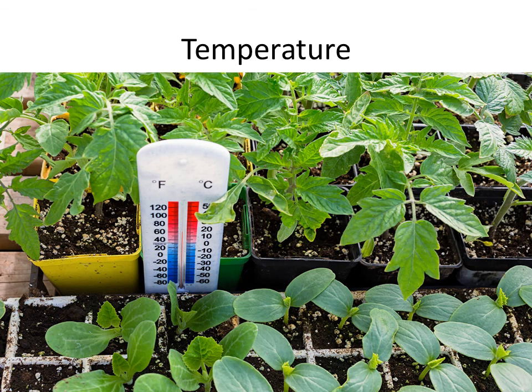The last one is temperature. Seeds differ greatly in their temperature requirements for germination. The optimum temperature for the germination of the seeds of most plants ranges from 25 to 30 degrees Celsius. So that was all about germination, epigeal germination and hypogeal germination.